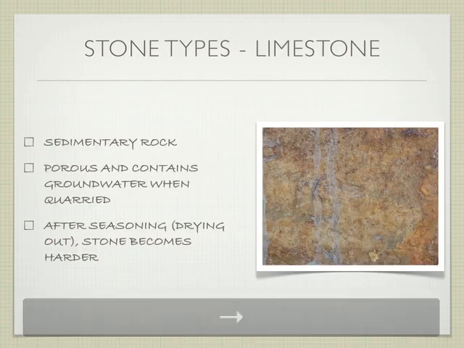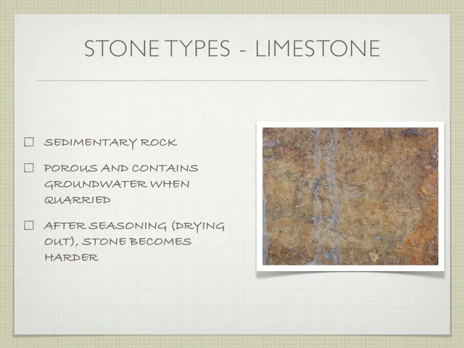So the next stone type that we'll talk about is limestone. Probably the most common version of limestone that we see in buildings is travertine, but it's just a variety of limestone. I have some examples. Most of these are travertine, but you can take a look at these. You guys can have a couple too.